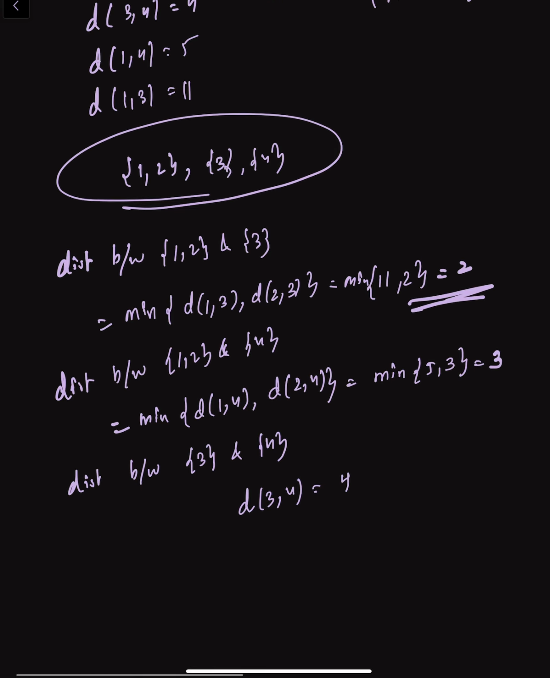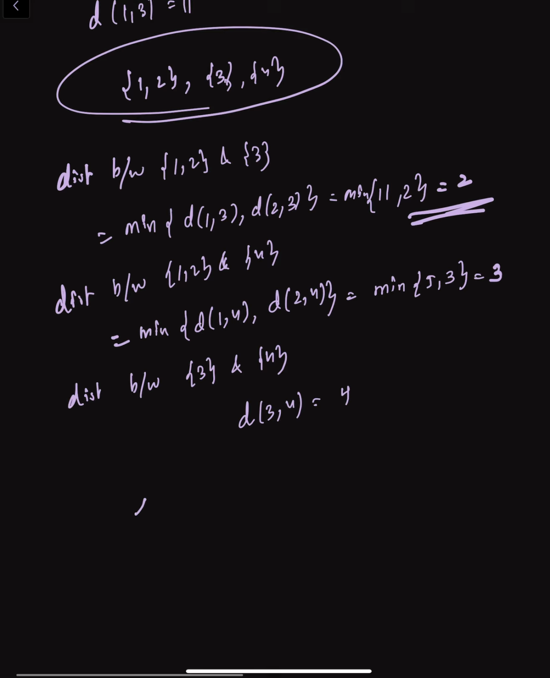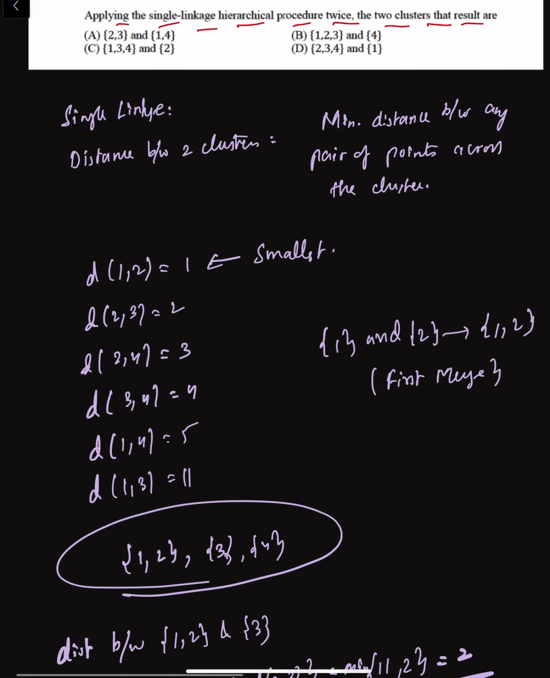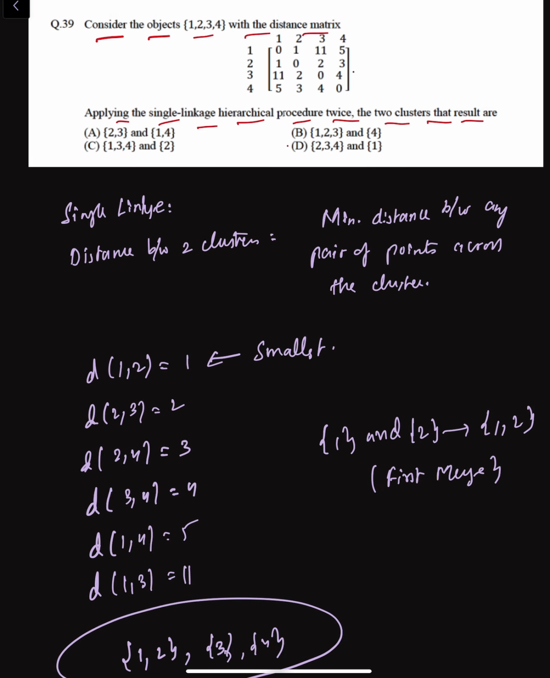So if you see, the smallest distance is 2. So we merge {1, 2} and 3 in the second merge. So that will become {1, 2, 3}. Therefore, the final clusters after two merges will be {1, 2, 3} and {4}. So that means option B is the correct answer.